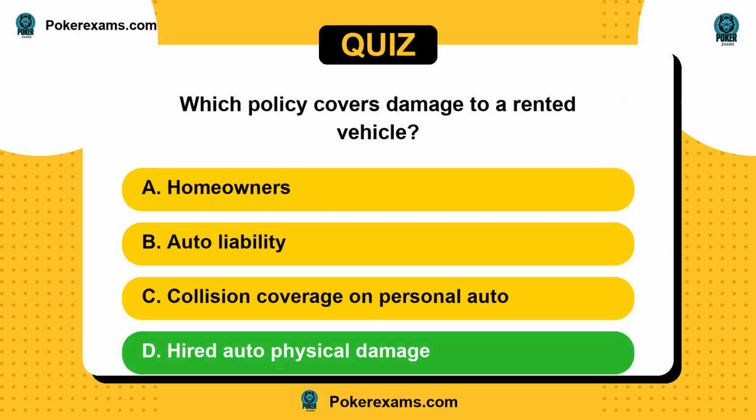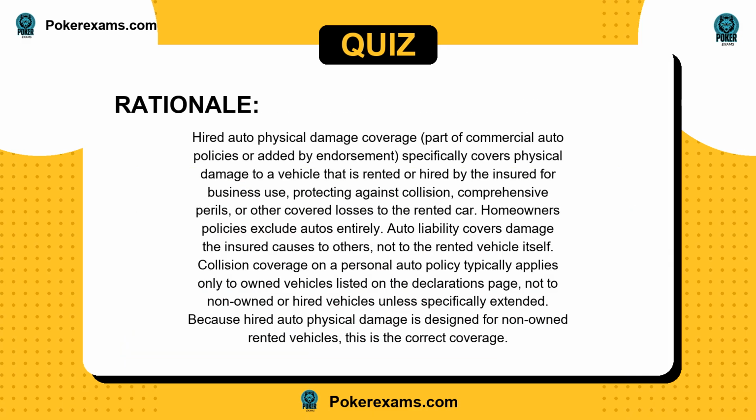The answer is D. Hired auto physical damage coverage, part of commercial auto policies or added by endorsement, specifically covers physical damage to a vehicle that is rented or hired by the insured for business use, protecting against collision, comprehensive perils, or other covered losses to the rented car.